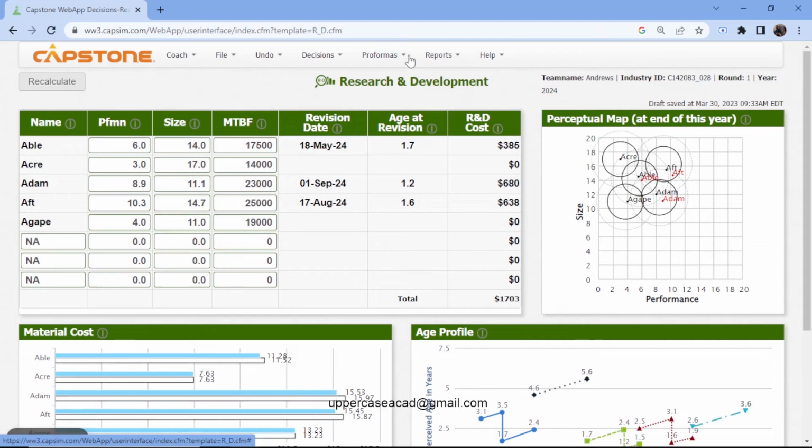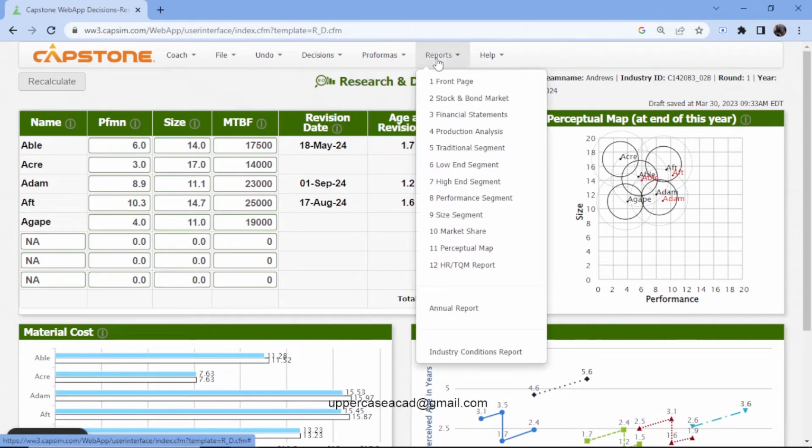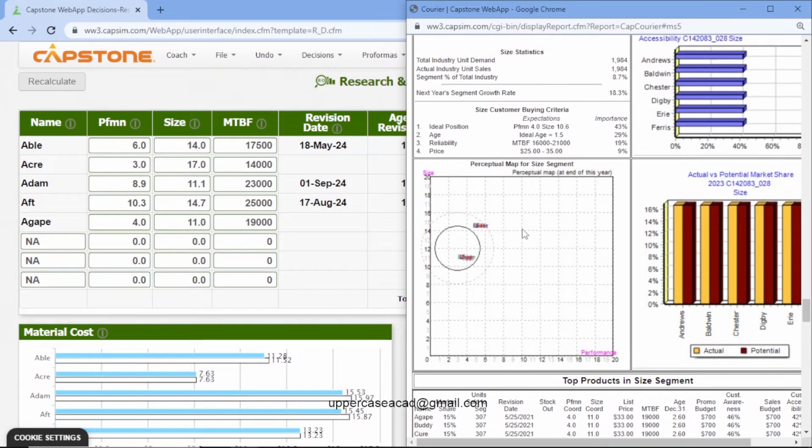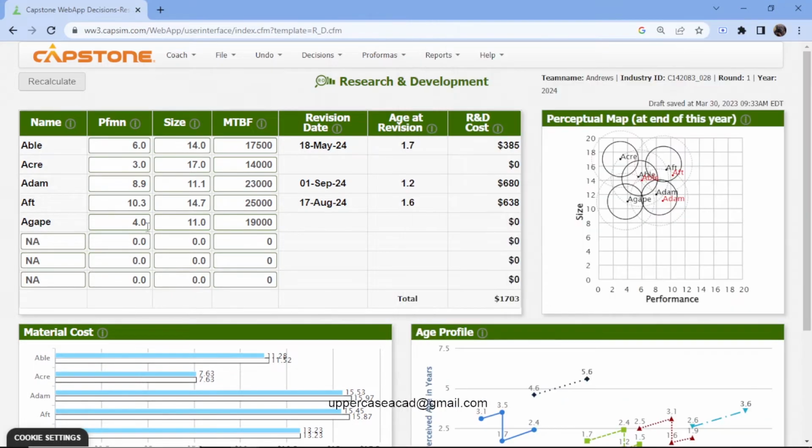Then Agap, if you look at Agap, it's a size segment. Sorry. Agap, ideal positioning has an importance of 43. Age has an importance of 29. Reliability has an importance of 19%, and price has an importance of 9%. So Agap, I'll give it a performance of 4.7 and a size of, let me just give it 10.0.